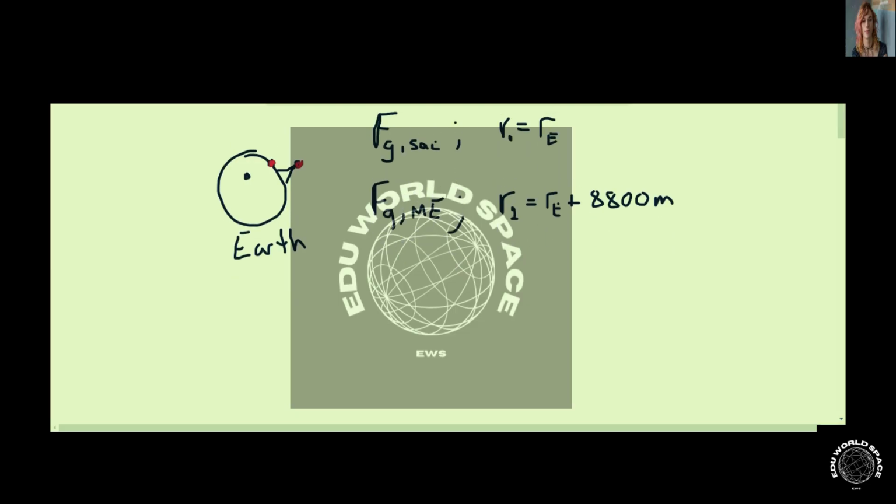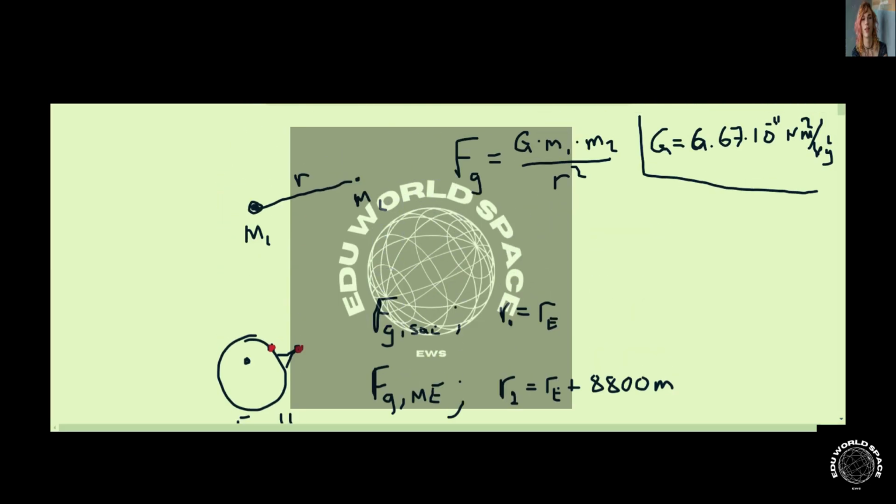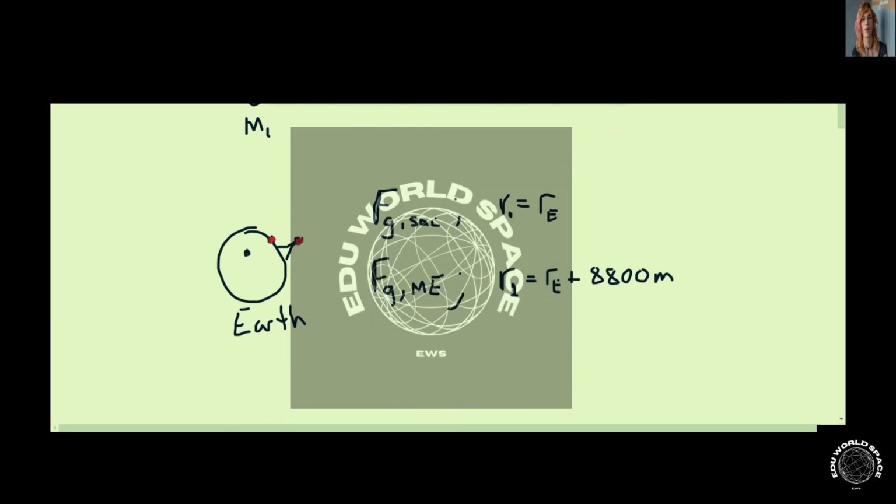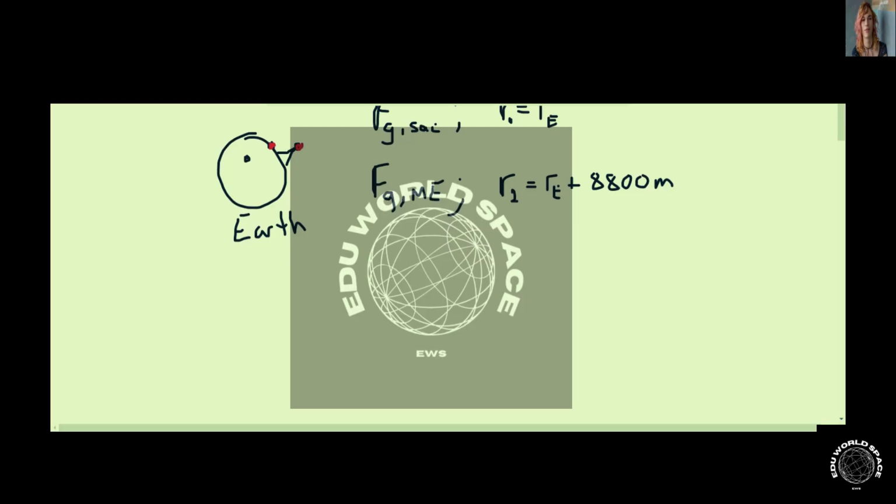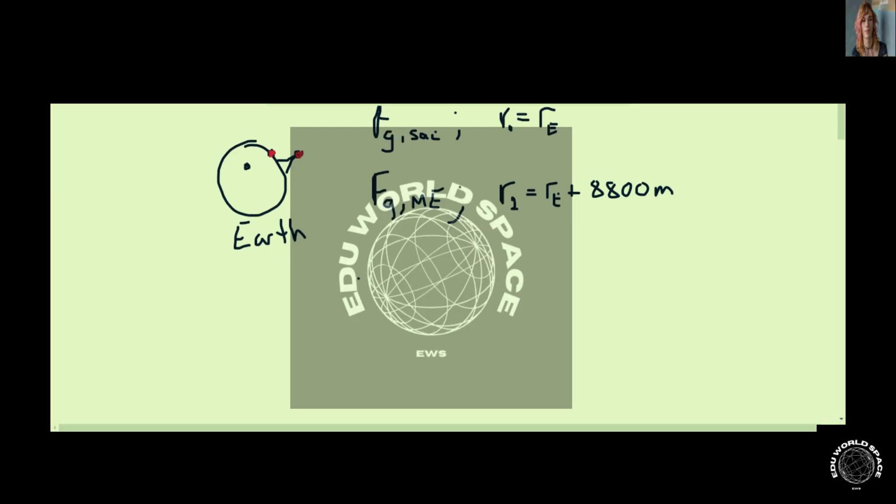Now we will use the equation up here to approximate the difference in weight between Sacramento and Mount Everest. So what we want to do is calculate Fg Sacramento over Fg Mount Everest.